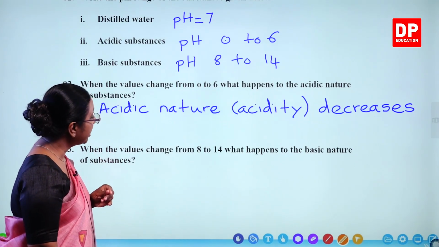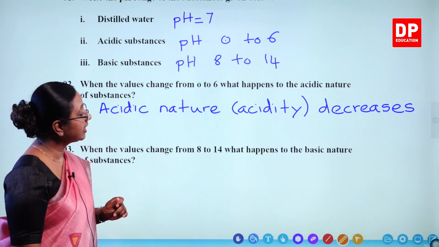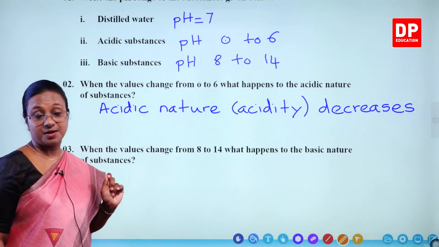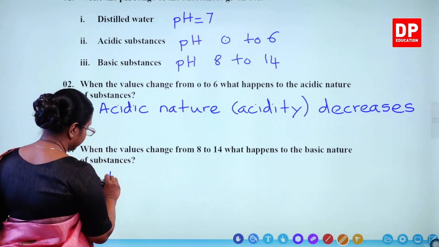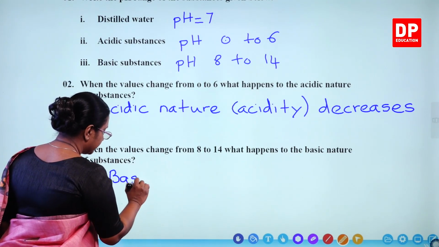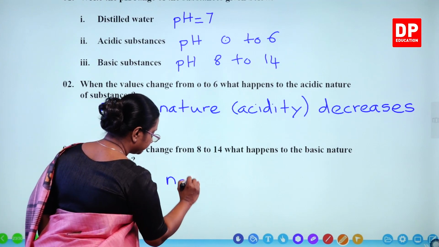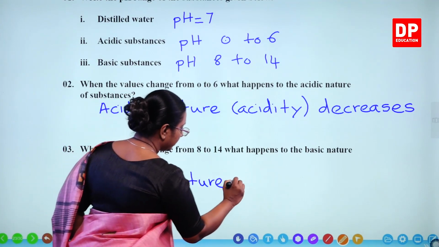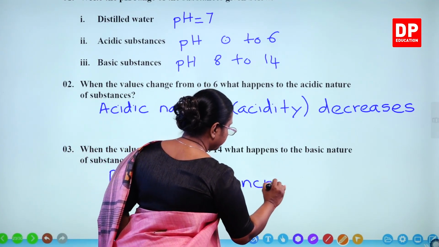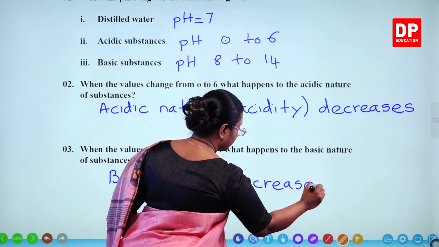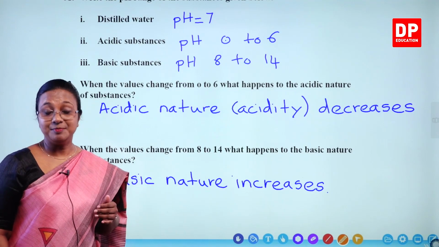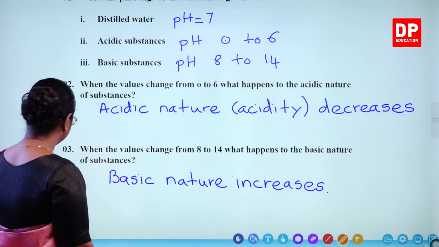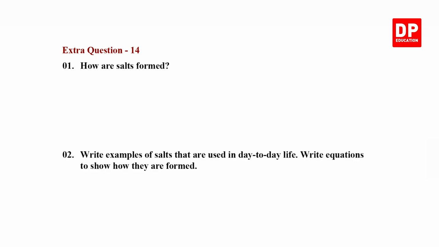When the value change from 8 to 14, what happens to the basic nature of substance? What happens there? Basic nature increases. So that is how we compare the nature of acids and bases. With that, I will move on to the next question.